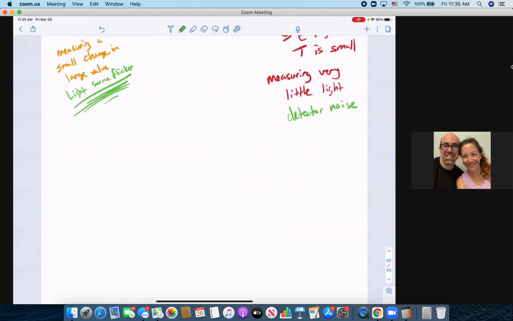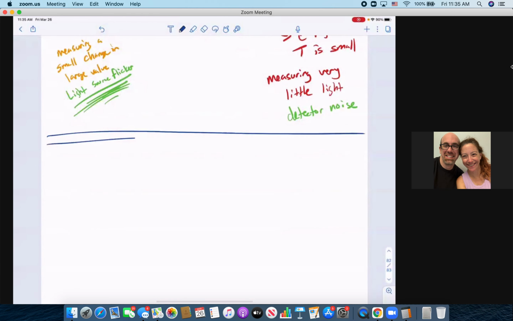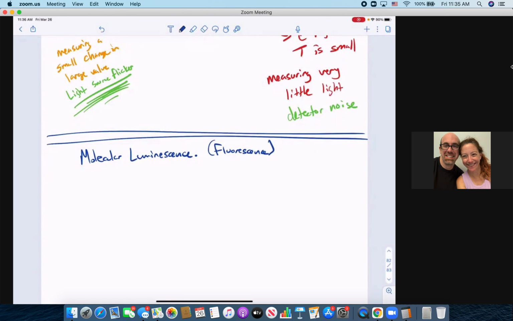And I want to move on to my favorite type of spectroscopy, and that's molecular luminescence. And when I'm talking about molecular luminescence, I'm really talking about fluorescence. There are different kinds. It's the GOAT of spectroscopy, okay? I'm just going to say it. I know, like, Grandpa's using slang again, but I don't care, right?